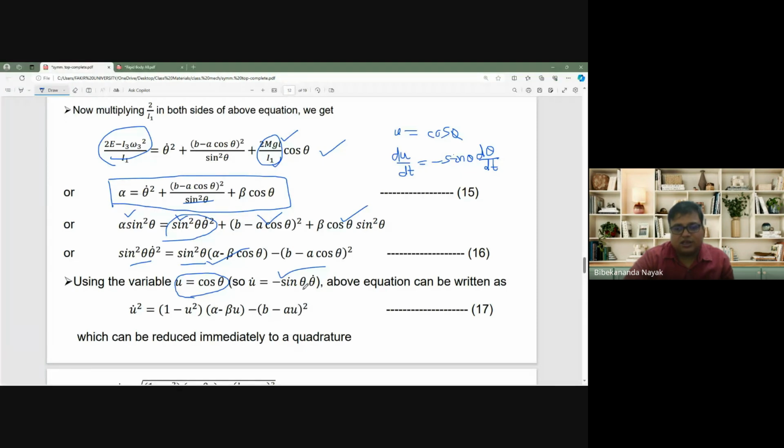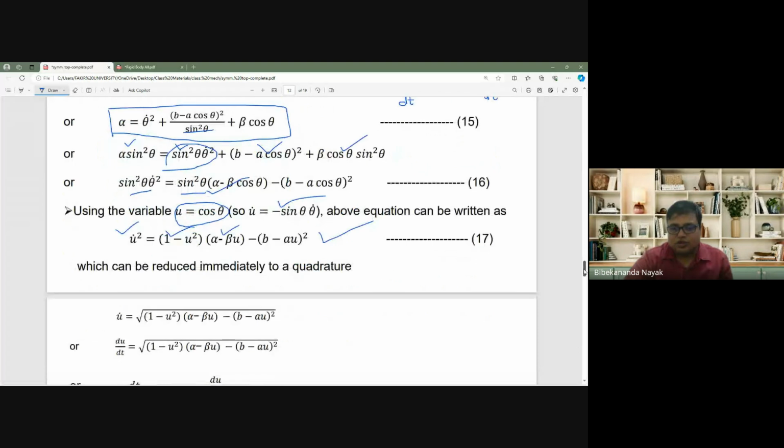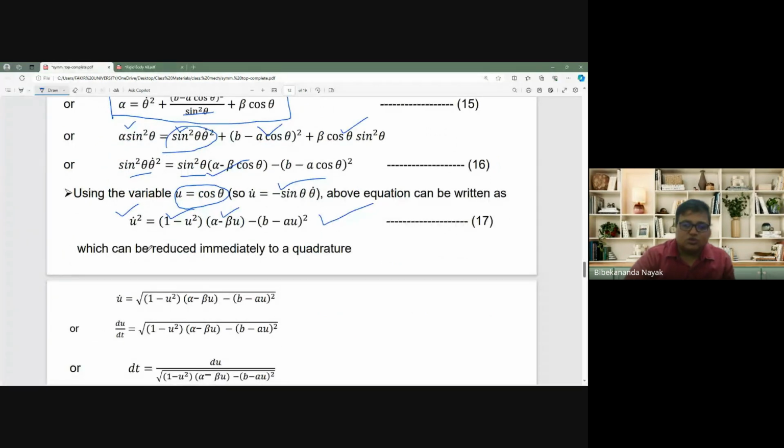So now putting it all in terms of u: u dot is equal to minus sin theta theta dot, so u dot square is sin square theta theta dot square. Sin square theta is 1 minus cos square theta, so 1 minus u square. Alpha minus beta cos theta means alpha minus beta u, and b minus a u whole square. Which can be reduced immediately to a quadrature. So u dot is equal to this, du by dt is the root of this.